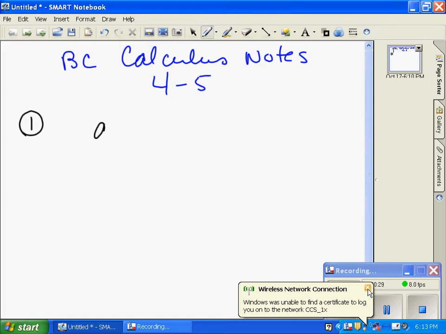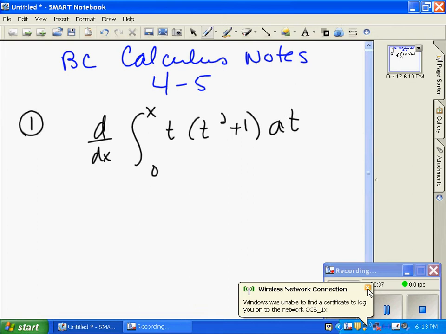So basically I'm doing the derivative of the integral from 0 to x of t times t squared plus 1 dt. Now, this is going through without the shortcut, just showing you once again how this works and making sure that you understand it. What I'm going to do first of all is the integration. And before I do that, I'm actually going to distribute that t.